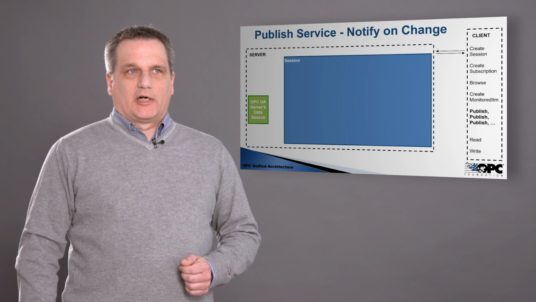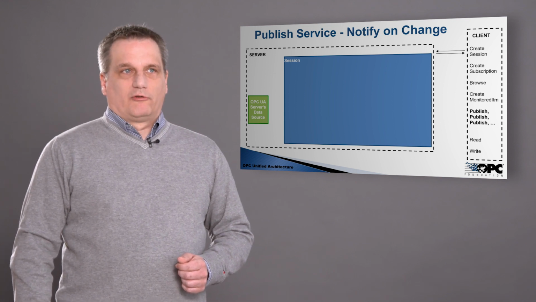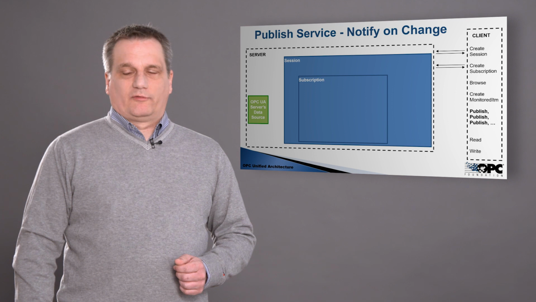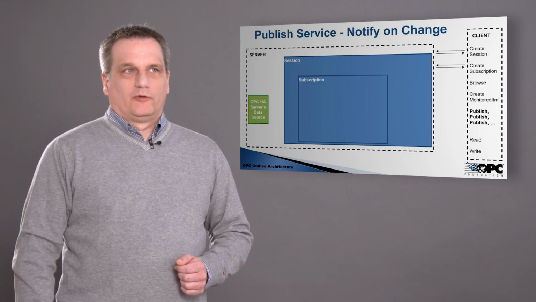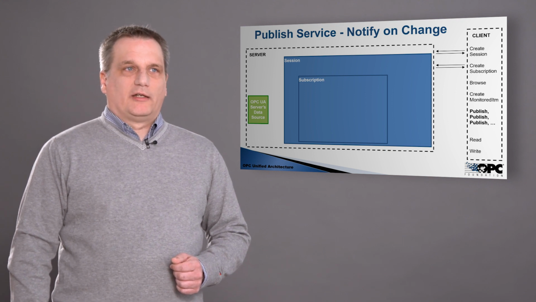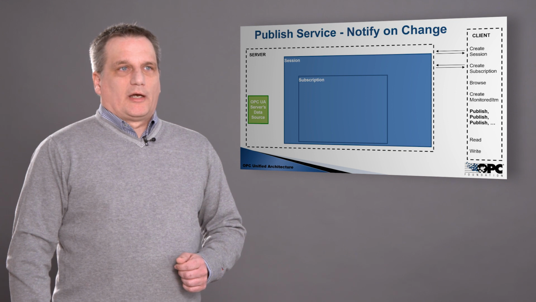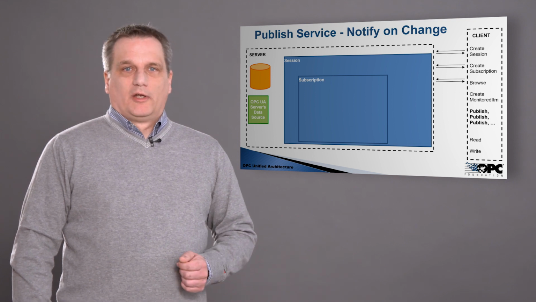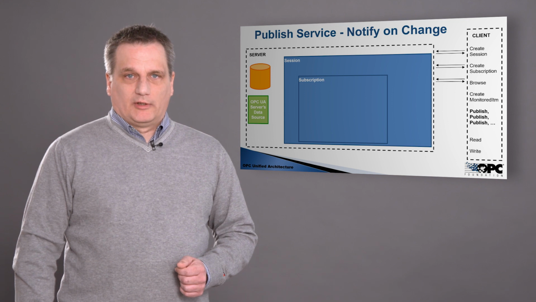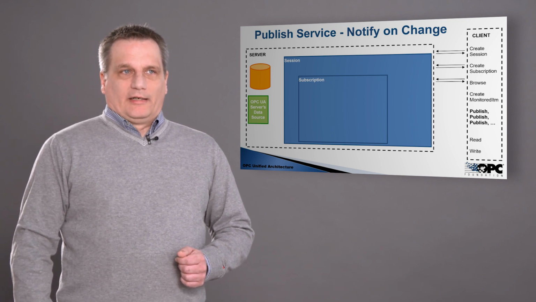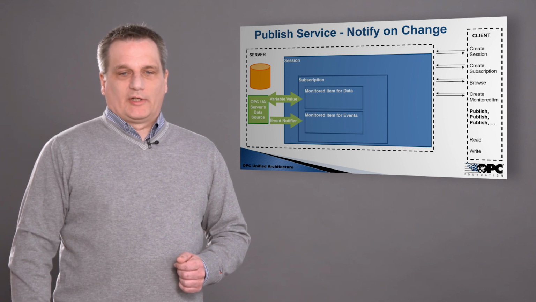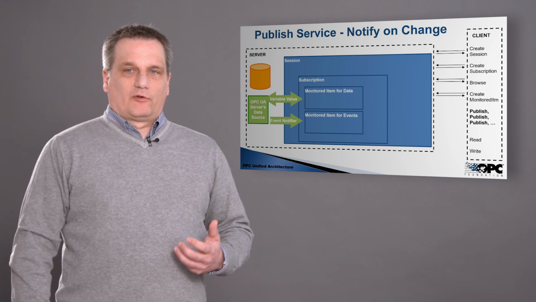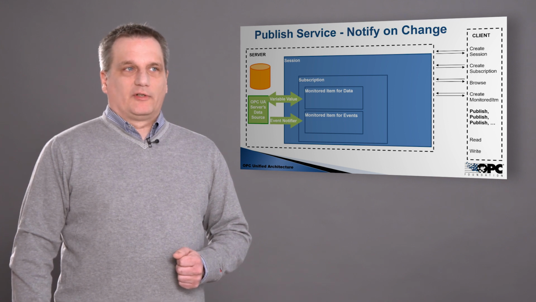So the client is the active part, and the client is doing a create session service call. And the server responds when the session was successfully created. So it's a request response to create the session. And then the client has to create a subscription. And then the client is browsing in the information space of the server to pick and choose the items he's interested in. And then it's creating the monitored items, so the items that it wants to monitor. And those monitored items can be for data or for events. These are the representations of the real values in the data source of that server.